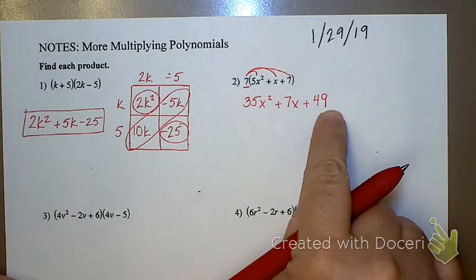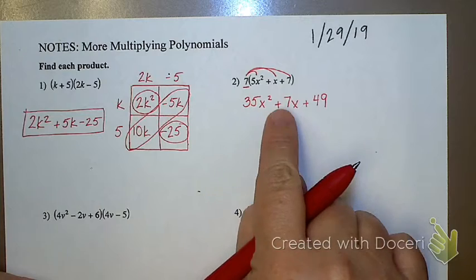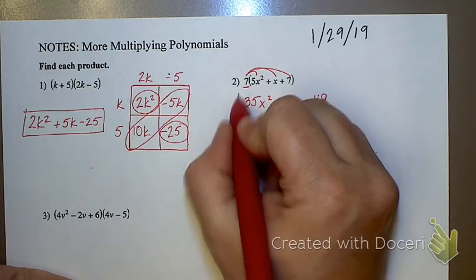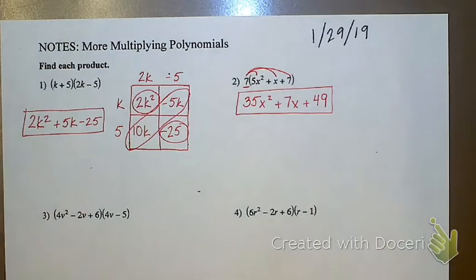Are we in standard form? Biggest exponent, smaller exponent, nothing. We're in standard form. Okay?